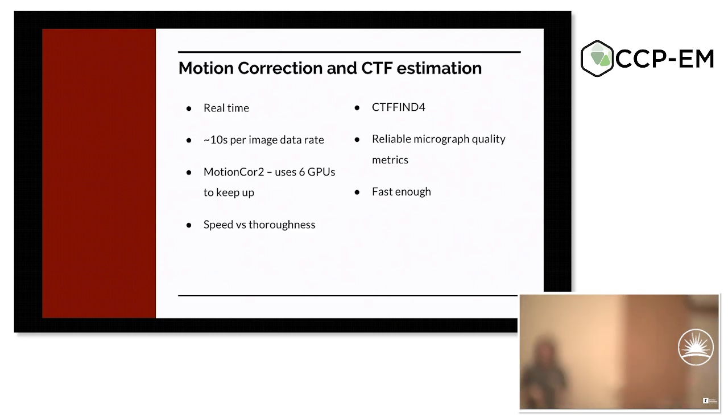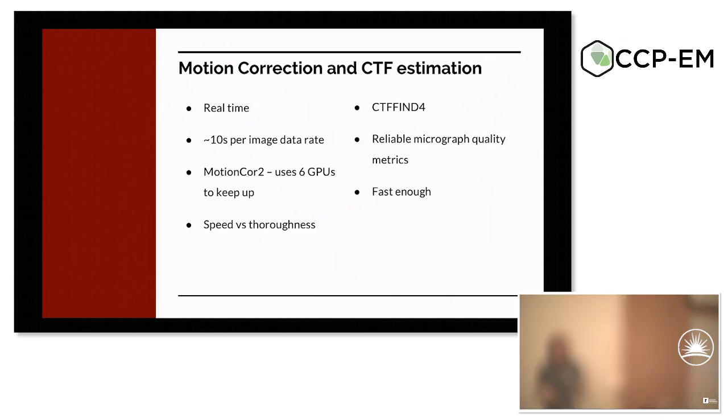So to do that, we have to go fast. And that requires quite a large amount of computational resource. So for this, just to keep up with the motion correction, we're using 6 GPUs that do nothing but dedicated motion correction all of the time. Now this, again, as with everything in life, is a trade-off between speed and thoroughness. So we decided we'd go for thoroughness, actually.